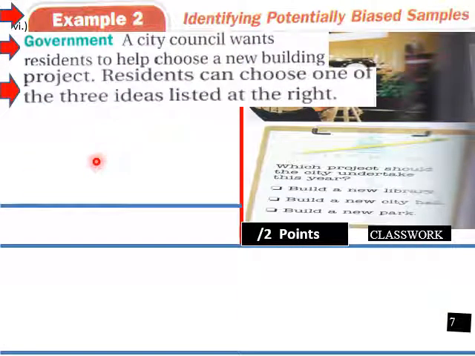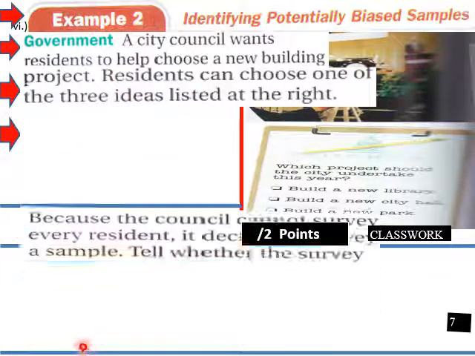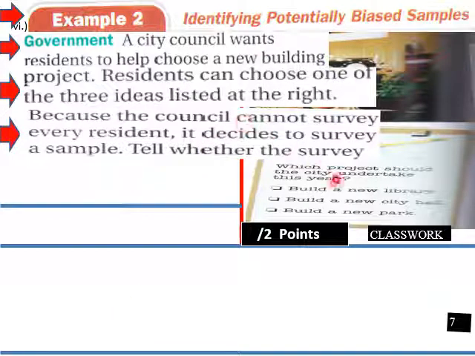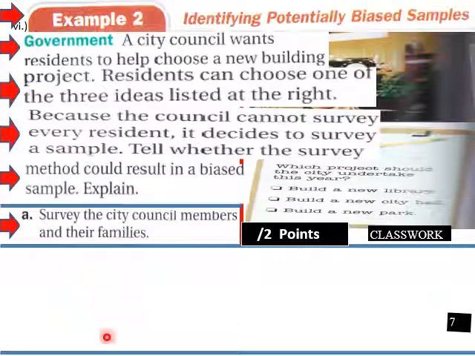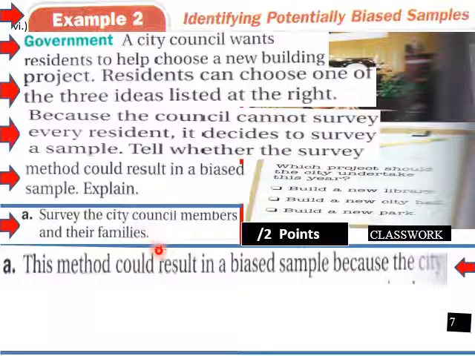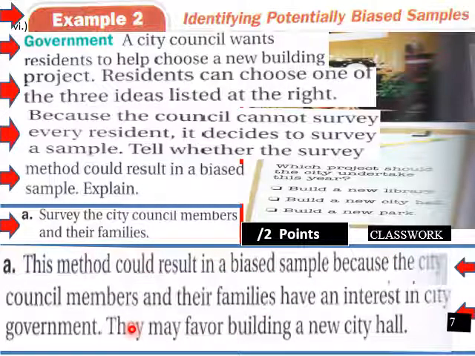A city council wants to help choose a new building project. Residents can choose one of the three ideas listed to the right: build a new library, build a new city hall, build a new park. Because the city cannot survey every resident, it decides to survey a sample. Tell whether the survey method could result in a biased sample. Explain. A. Survey the city council members and their families. The method could result in a biased sample because the city council and their families have an interest in the city government. They may favor building a new city hall.